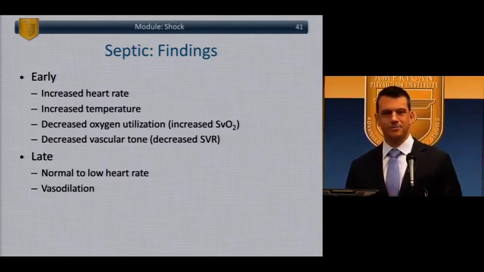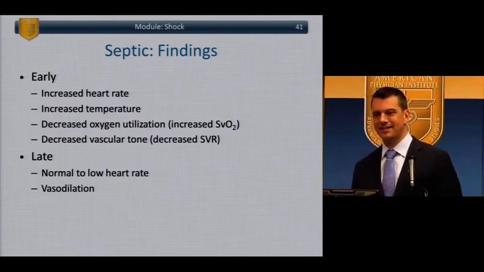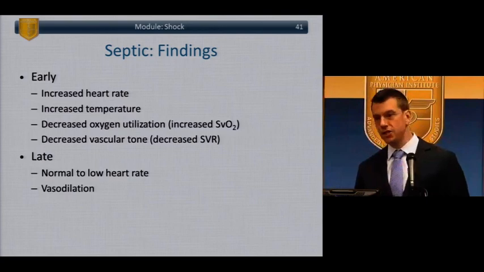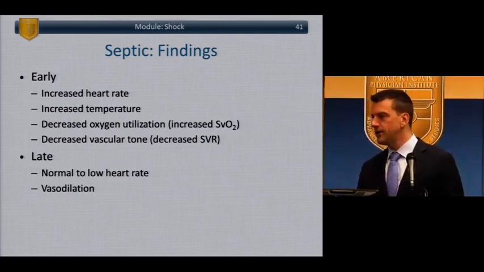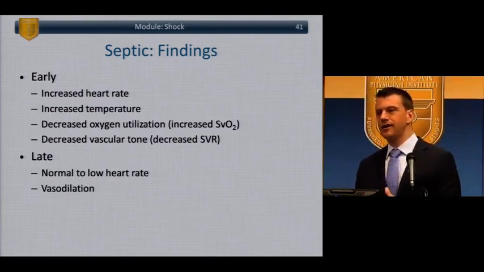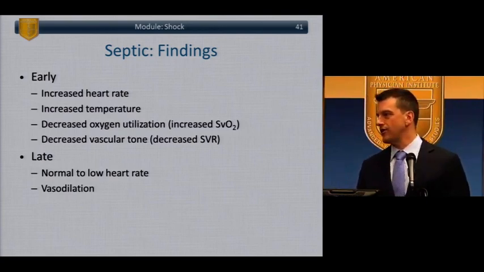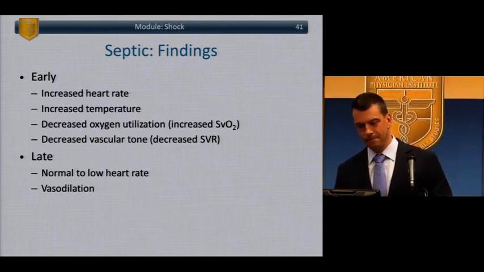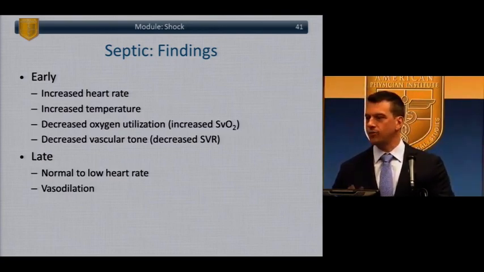So you may have 8 liters per minute of cardiac output, 100% sats, and what you're getting back is 8 liters with still high sats. So there's some sort of physiologic shunt going on. With decreased tone, your vascular resistance will decrease. Later on, you can see a normal to low heart rate. Sepsis-induced cardiac dysfunction occurs in about 30% of patients, where you'll see echocardiographic anomalies and decreased cardiac output just due to the sepsis. And then vasodilatation. These patients, unlike all the other classes of shock, will feel warm to the touch and flushed.